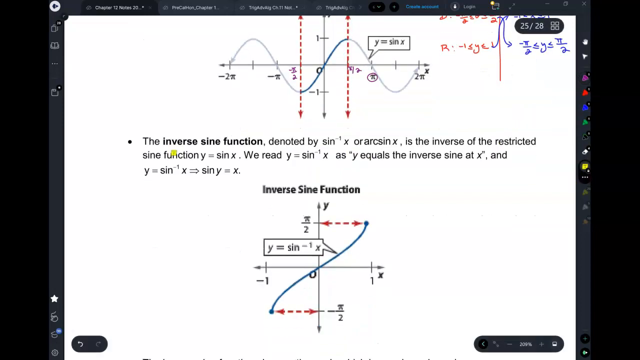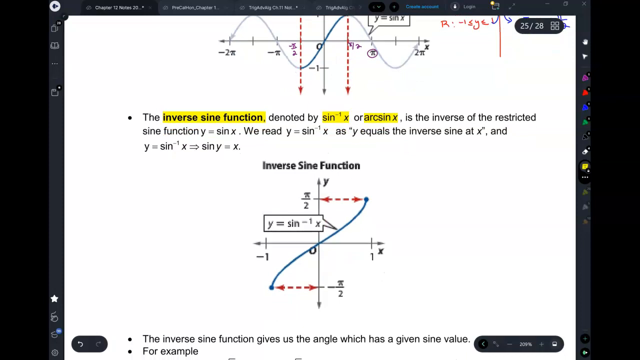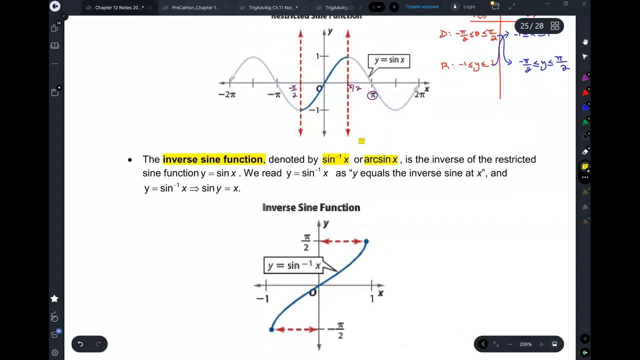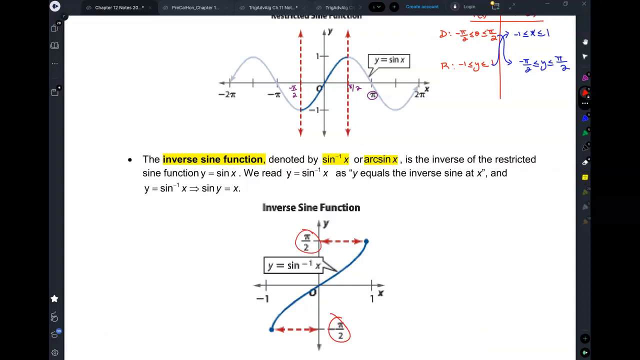For the inverse sine function, the way it's written is like this: sine to the negative 1 of x, or arc sine of x. These two are synonyms. The way we read it is y equals the inverse sine of x. And so take a look at what happens when you graph the inverse now. Take a look at where the negative pi over 2 and the pi over 2 end up. They end up on the y-axis. And on the x-axis, you have negative 1 to 1. Do you see how it's switched?